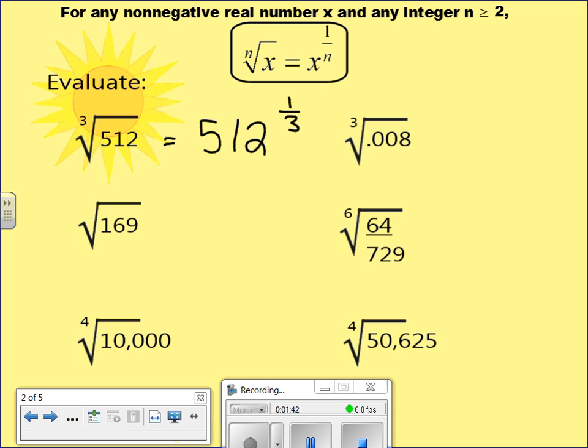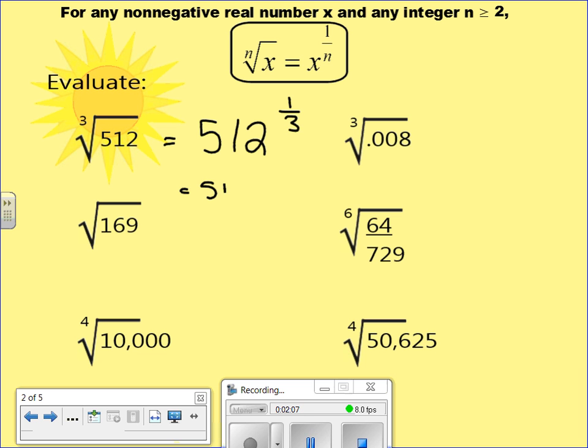Everybody that has these TI-30s like me, you're going to hit 3, and then second caret key. It'll bring up a symbol that looks like this. So 3, and then I call it the funny root button. So 3, funny root button, 512. That'll be how you type it in. Did you get 8? Perfect. So that answers 8. Let's just type it in as a fractional exponent.